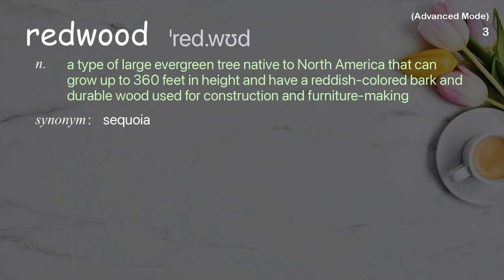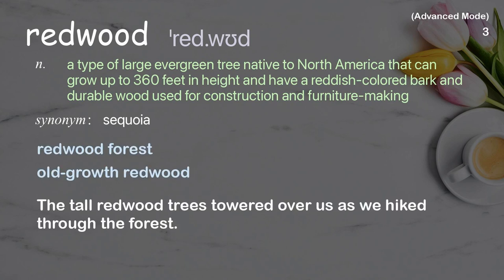Redwood. A type of large evergreen tree native to North America that can grow up to 360 feet in height and have a reddish-colored bark and durable wood used for construction and furniture making. Examples. Redwood forest. Old growth redwood. The tall redwood trees towered over us as we hiked through the forest.